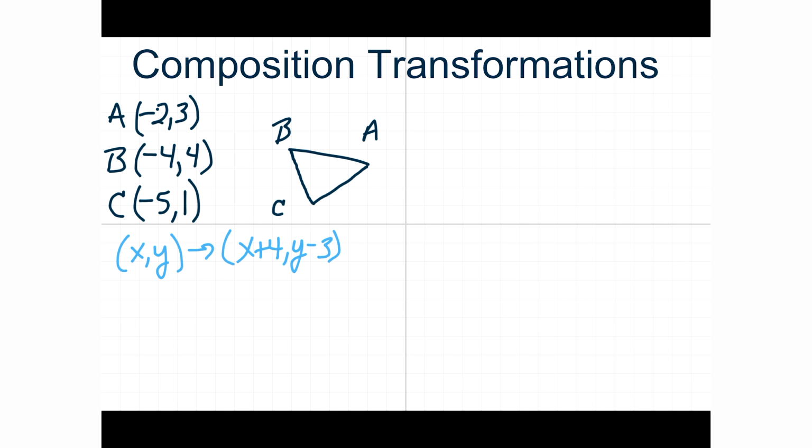Okay, so obviously we could do this a number of different ways. I could take each point and count 1, 2, 3, 4, and go down 3, 1, 2, 3, and I know that here is A prime. Or I could simply put each point into the rule and come up with the new coordinate points. So I could put negative 4, 4 into the rule, and my output for B prime is negative 4 plus 4 gives me 0, and 4 minus 3 gives me 1. So I know B prime is at the point 0, 1.